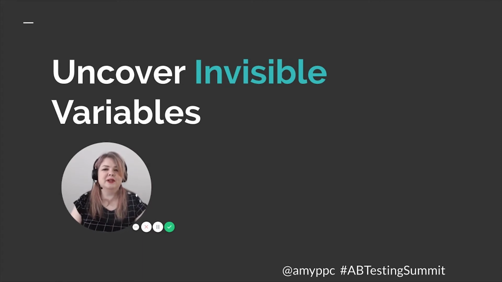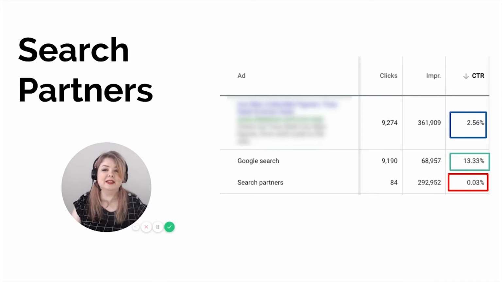You also want to uncover invisible variables. Now, this isn't a real term. This is just my term for it. But there's a lot of areas within Google Ads, particularly within the interface, where you think you're saying one thing, but there's actually more to it than that. And you have to know what you're looking for, or else you will totally miss it. So one example here is search partners.